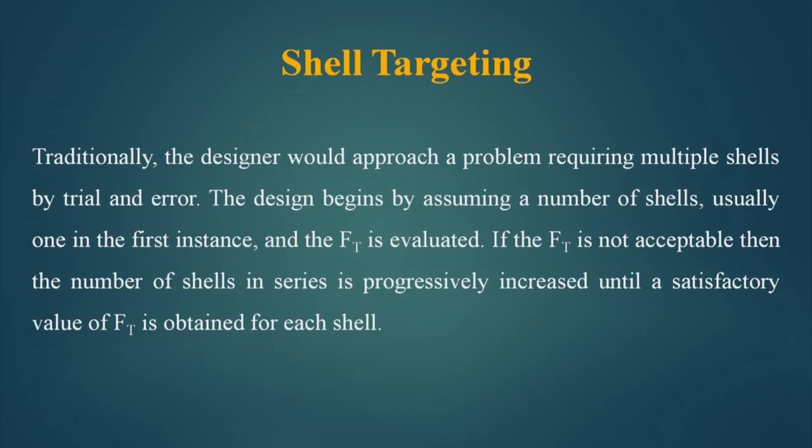Traditionally, the designer would approach a problem requiring multiple cells by trial and error till the FT factor becomes more than 0.75. The design begins by assuming a number of cells, usually one in the first instance, and the FT is evaluated. If the FT is not acceptable, then the number of cells in series is progressively increased until a satisfactory value of FT is obtained for each cell.